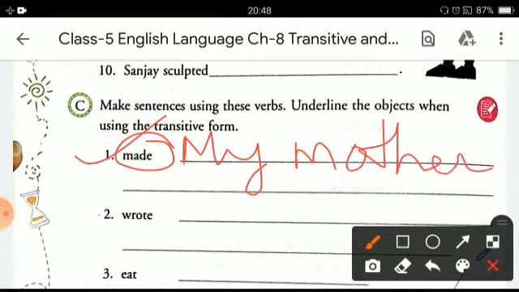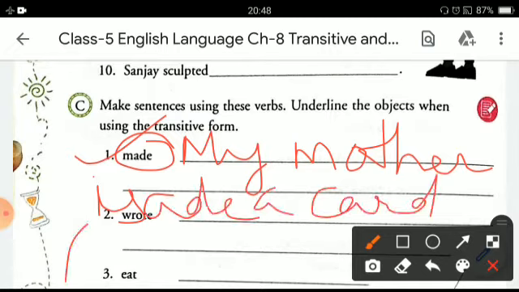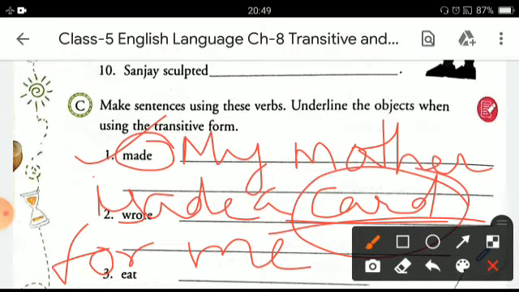My mother made a card for me. And this sentence is having an object, that is a card. Card is an object. Now in the same way, you will be doing the rest of the sentences by using these words and by underlining the objects when using the transitive form.